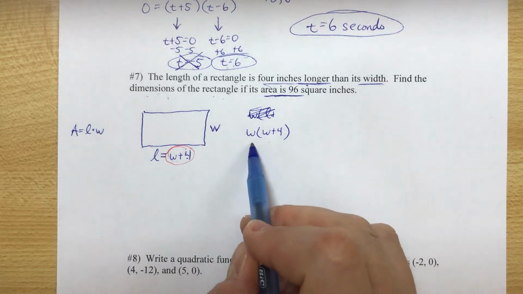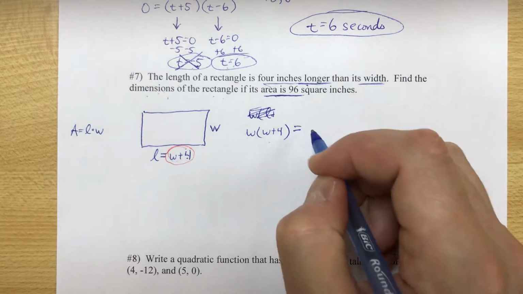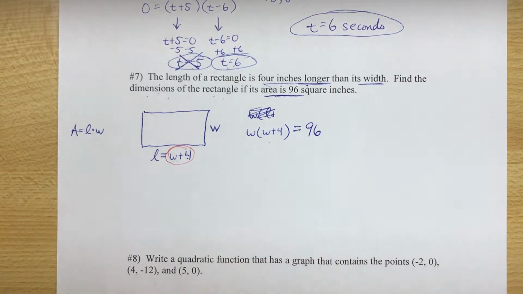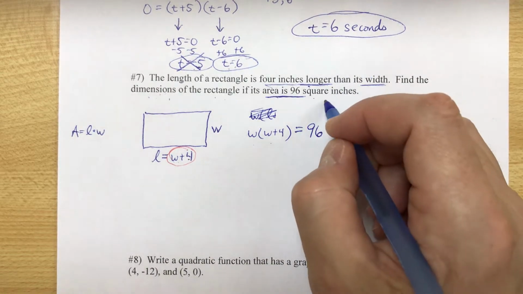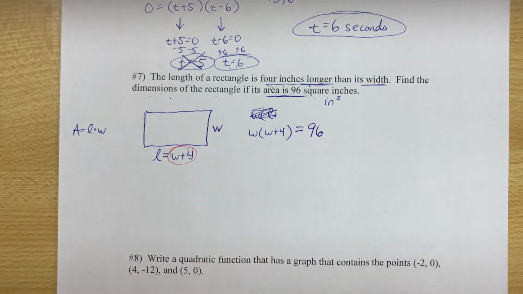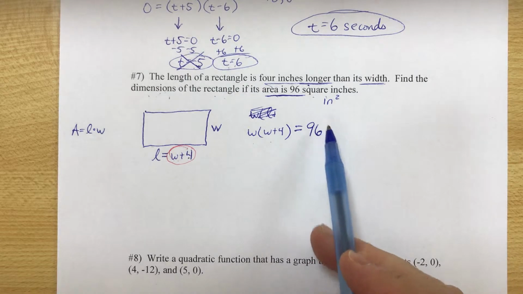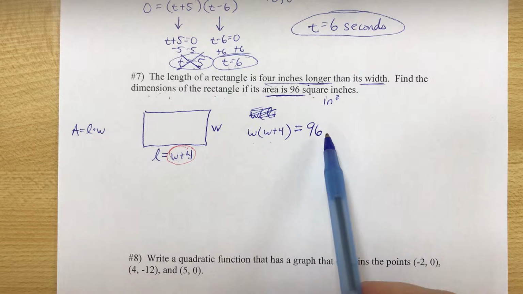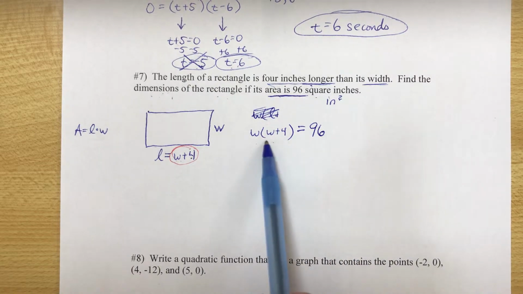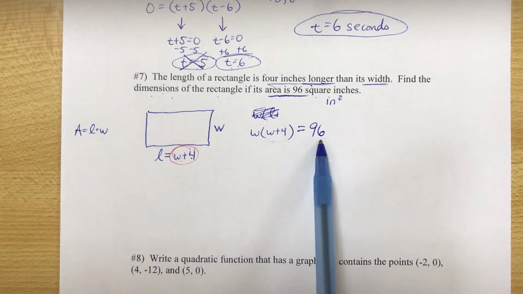So here's length, here's width. When you multiply them, you get your area, which they tell us. They tell us the outcome is 96 square inches. Square inches is just your unit of measurement. So it's not 96 to the second, it's inches to the second, which has nothing to do with the numbers. Okay, length times width equals area.